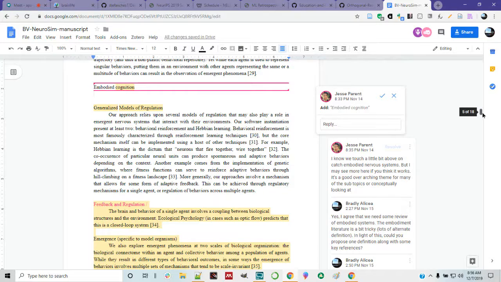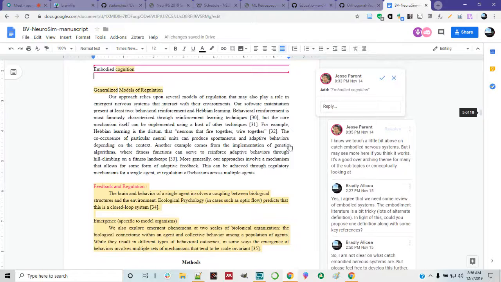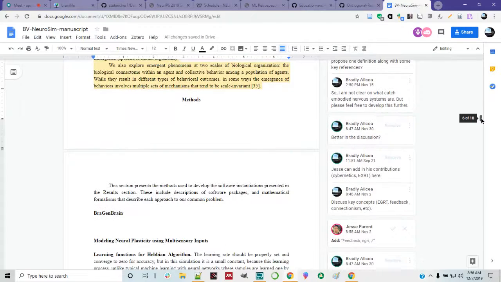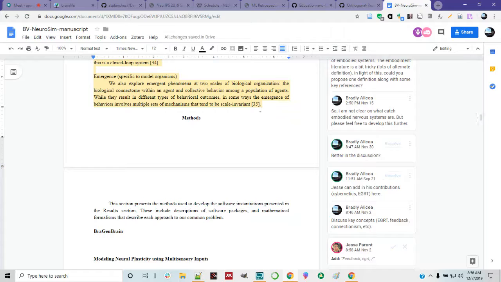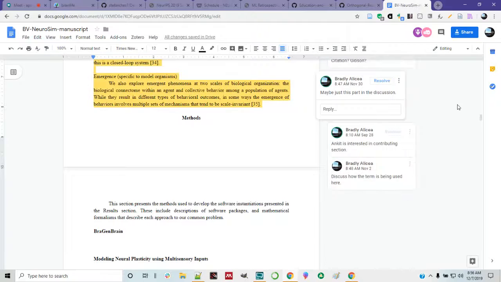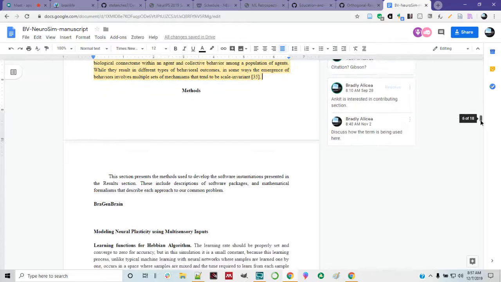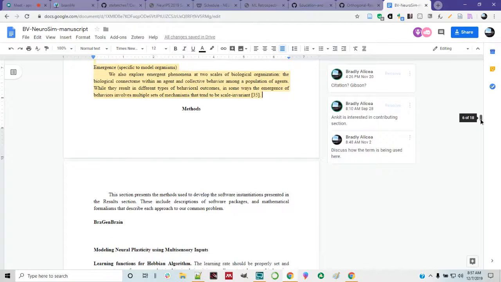So we have generalized models of regulation, which is sort of moving on towards how things are regulated. Then we talk about feedback and emergence, and that again is something that Ankit is interested in. If he has anything to add to that, please propose it. And I moved some of this down into the discussion, so that's why it looks a little bit different.